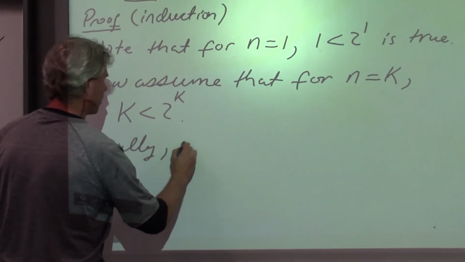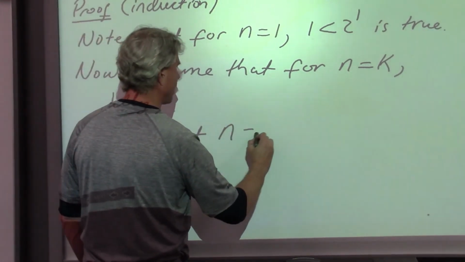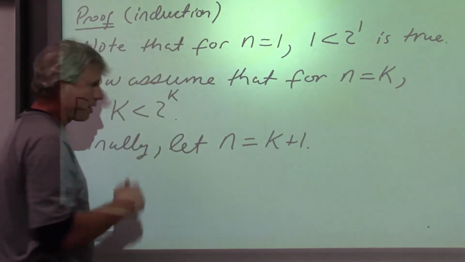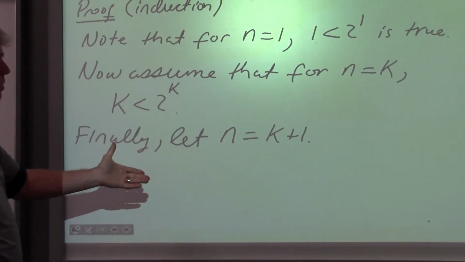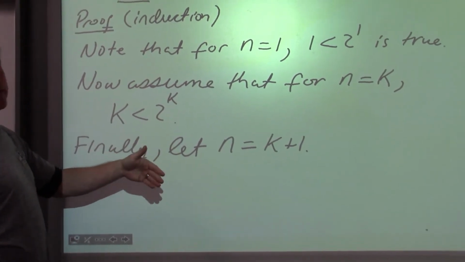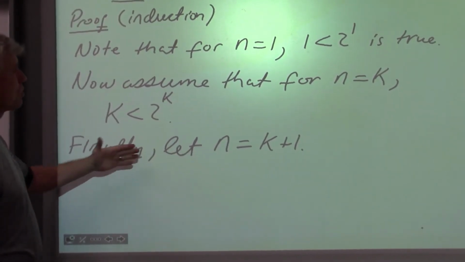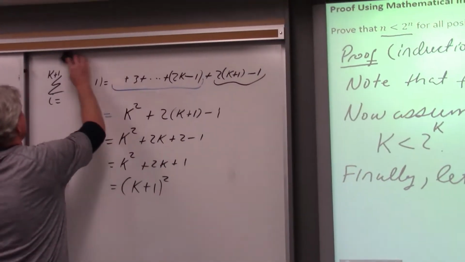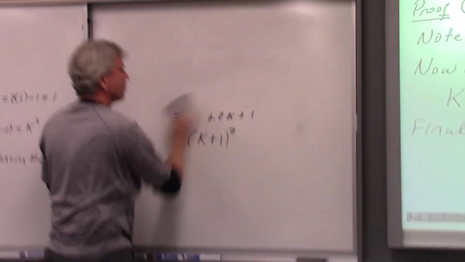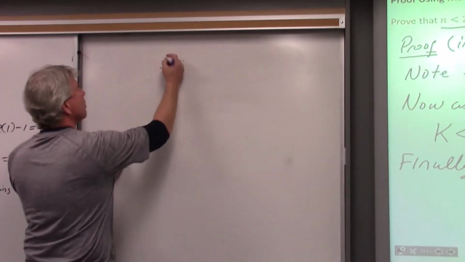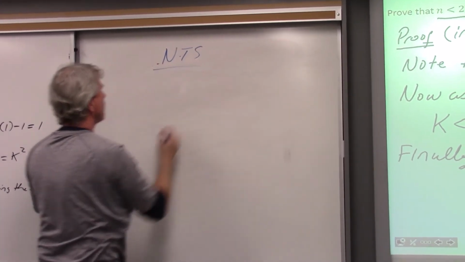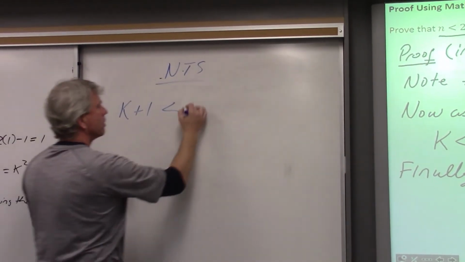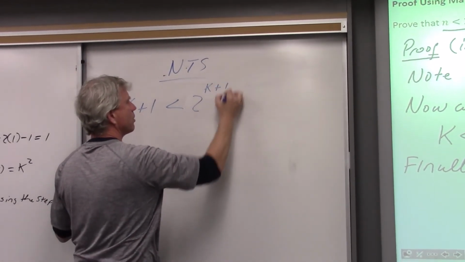Finally, let n equal k plus 1. And what I want to do is pause for a moment, and I want to think about what it is that I need to show. So again, I need to show something. What is it that I need to show? What do I need to show? I need to show that k plus 1 is less than 2 to the k plus 1.